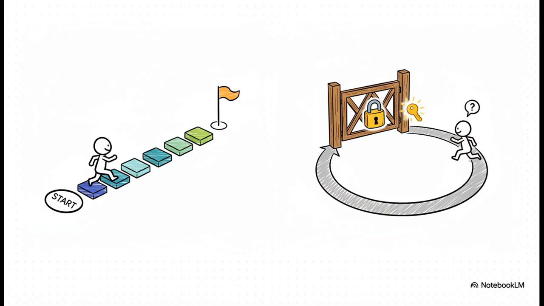Okay, so let's put these side by side, because this is the crucial difference. The for loop on the left, it's like a set of stairs. You know exactly how many steps you need to take to get to the finish line. The while loop on the right is different. It's like you're walking in a circle until you finally find the right key to unlock the gate. One is for a known count, the other is for an unknown condition.